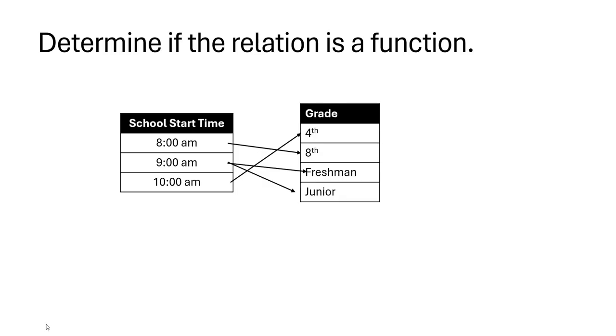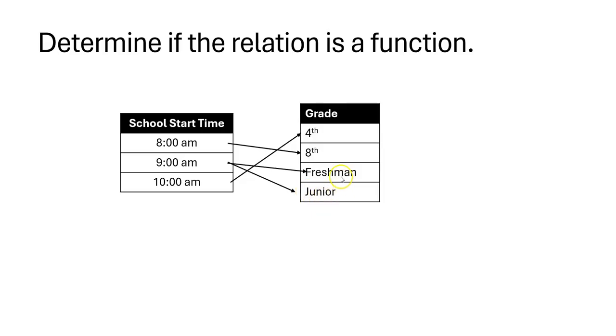We have the school start time, 8, 9, and 10 a.m. on the left. That's the domain. And then we have the grade, 4th, 8th, freshman, and junior on the right as the range. Notice the domain. 8 a.m. goes to 8th grade. 9 a.m. goes to freshman and goes to junior year.